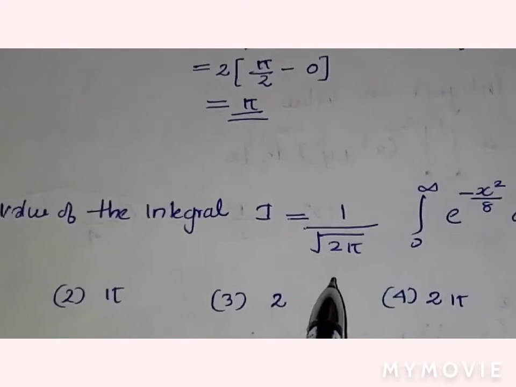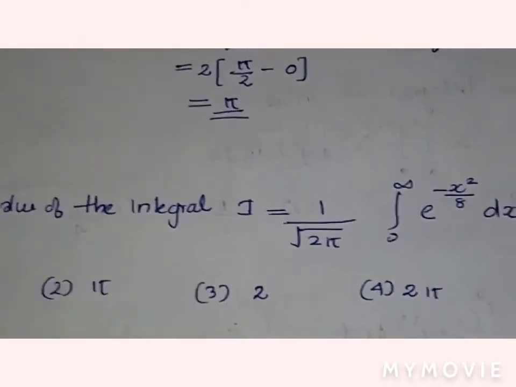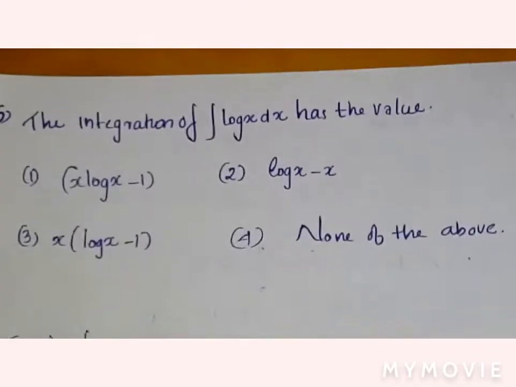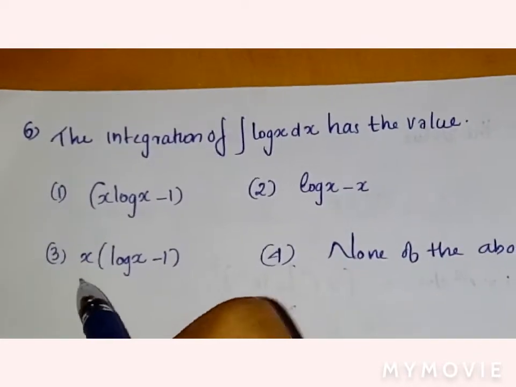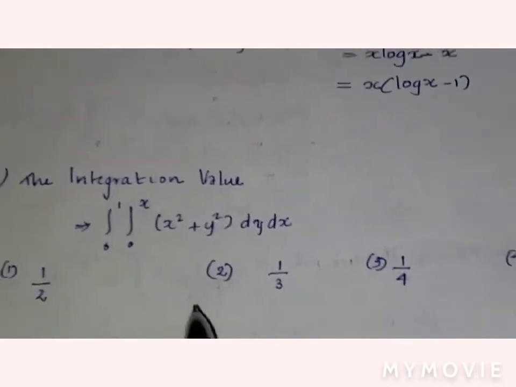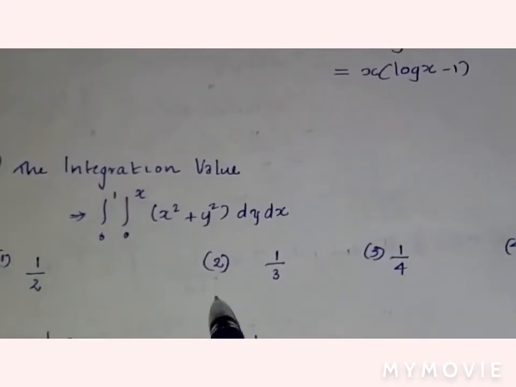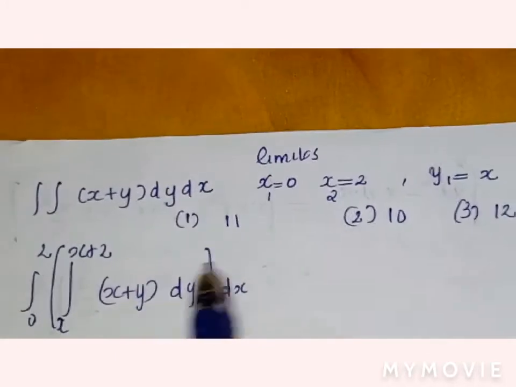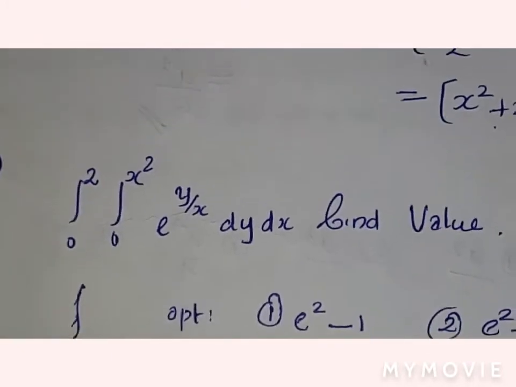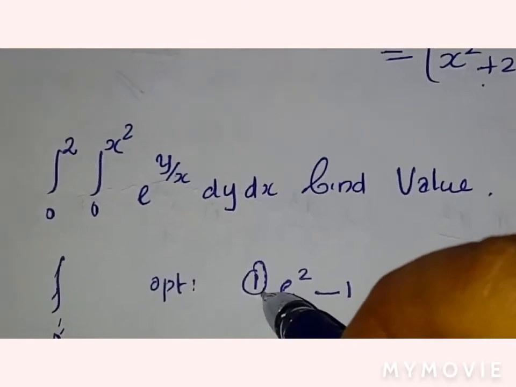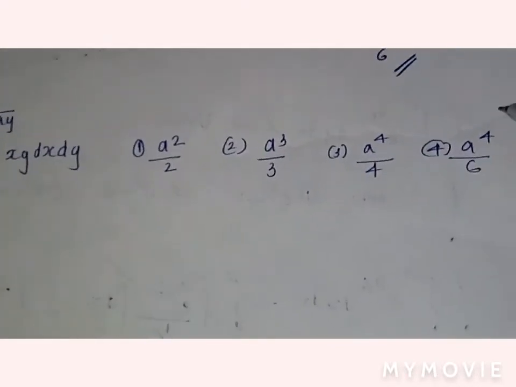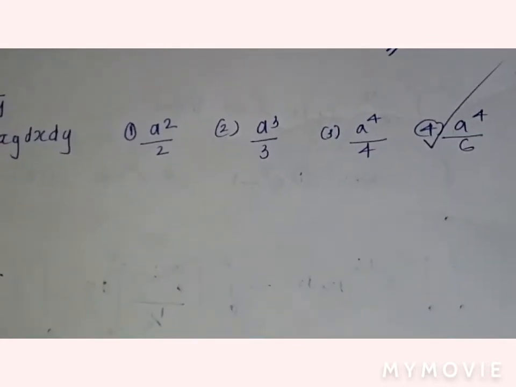For this question, the answer is first option 1. For this question, the answer is the third option. For this question, the answer is second option 1 by 3. For this question, the option third 12. For this question, the answer is option 1, e square minus 1. For this question, the answer is a power 4 by 6.